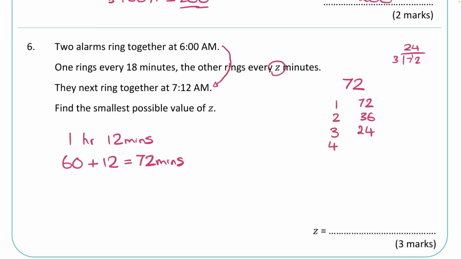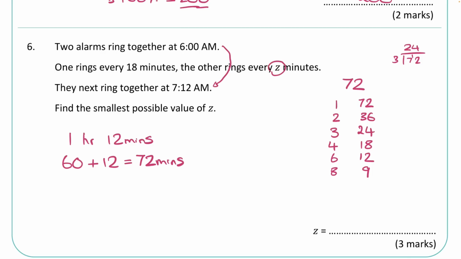4 goes in half the amount of times that 2 does, so 18 times. 5 doesn't go in. 6 will go in half the amount of times that 3 does, so 12. 7 doesn't go in. 8 will go in half the amount of times that 4 does, which is 9. Of course, we should know that one anyway, but there we go, and now they're both together, that's all the factors. So I want to look down this list, starting with the smallest number, because if the smallest one is the first one I look at, then that'll be obviously the question answered straight away.